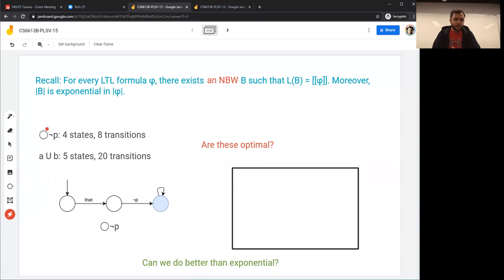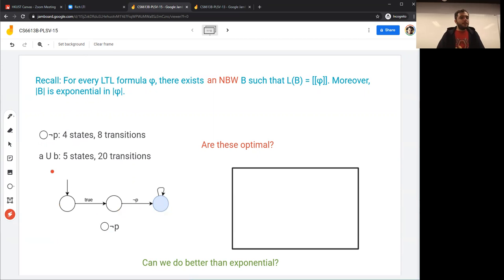So when I'm saying next not P, I'm saying basically forget about whatever comes in place 0, index 0 of the trace, and only check index 1 and make sure that you have not P there. So this is what this automaton does. It just has a transition that basically skips the first letter, and then in the second letter at index 1, it checks whether we have not P. So the construction that we had in the previous session is not optimal, at least not for this specific formula.